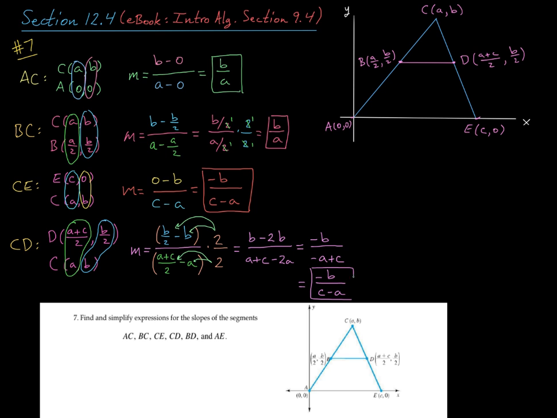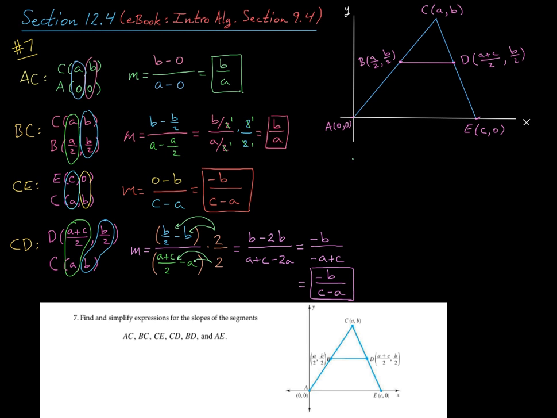Oh, that's the same slope as CE. And that makes sense. It's like what we saw with AC and BC. Going from C to E, we're moving along this line segment, and going from D to C, it's a portion of the same line, so the slope is the same. That all makes sense.